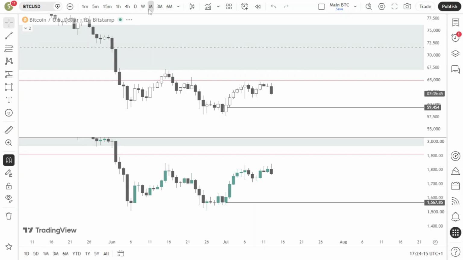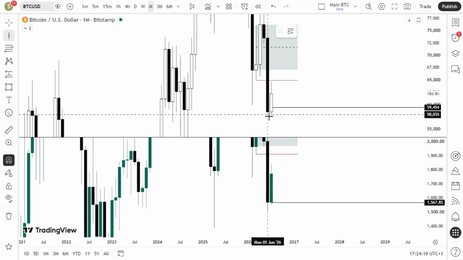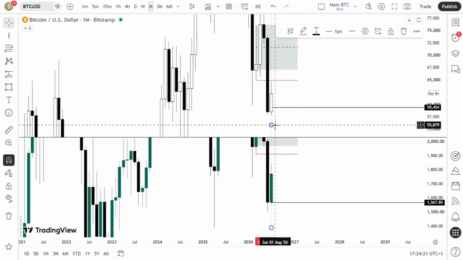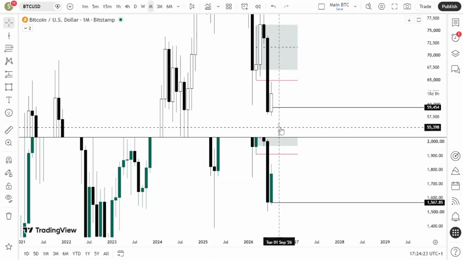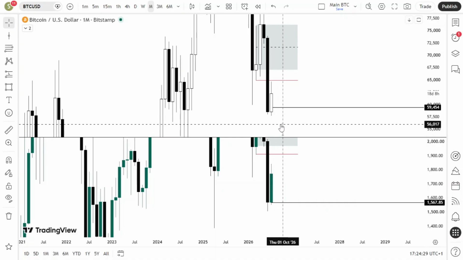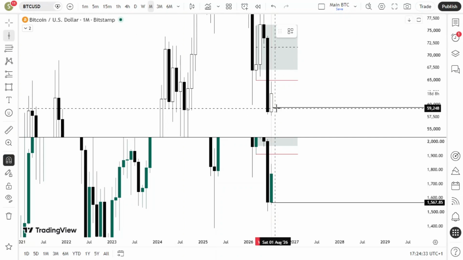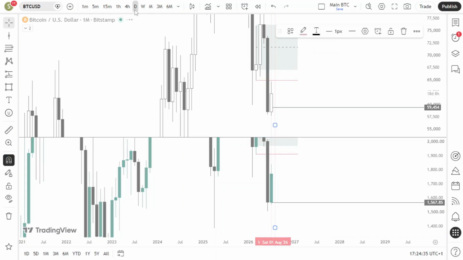Sorry, before we go to the daily, let's mark out the start of the month. I'm moving too quick, sorry. So let me mark the start of the month, and then, I don't know why it's not allowing me to copy, so let me just do it manually. So now we can go to the daily time frame.